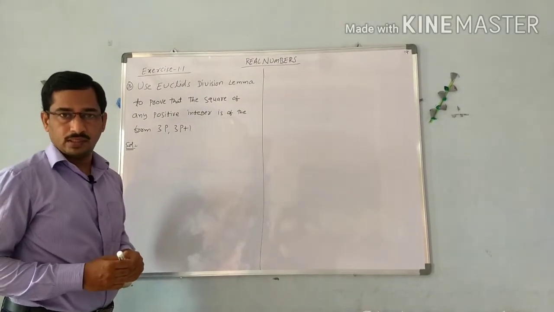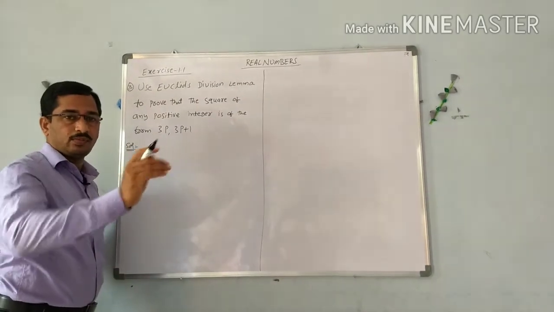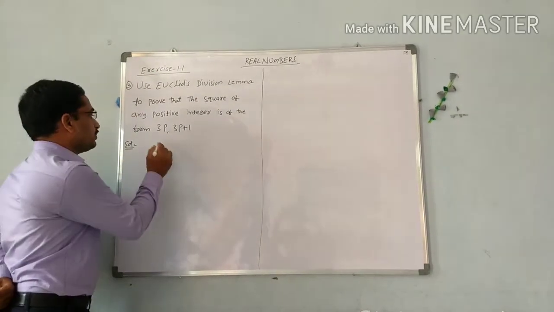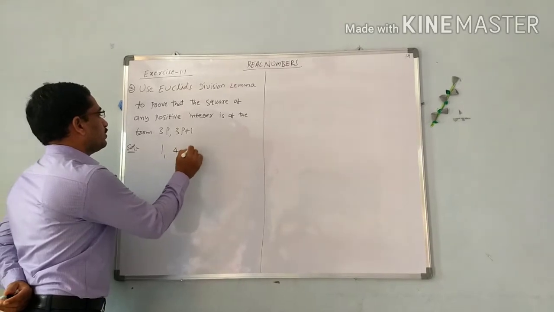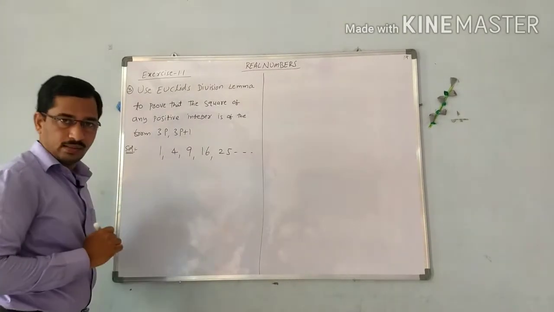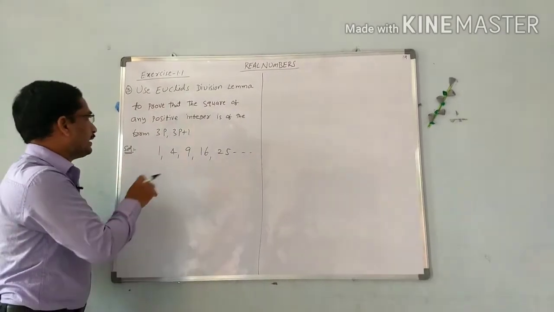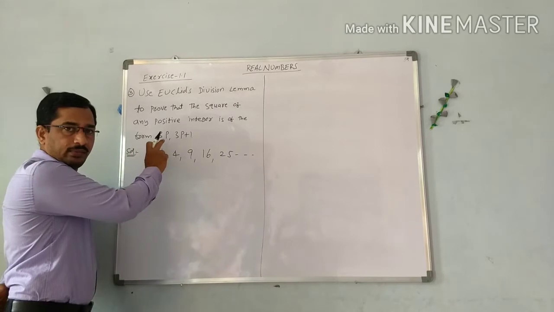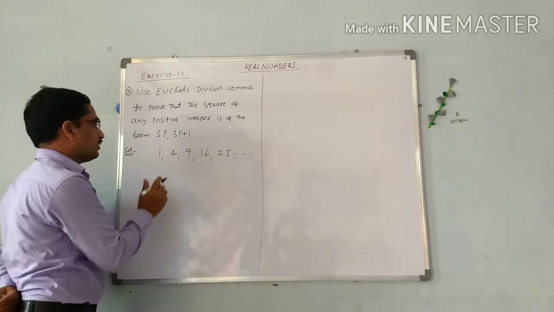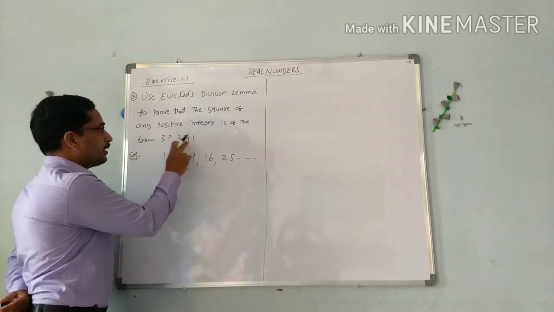3p plus 1. We know the squares of the positive numbers 1, 2, 3, 4 are 1, 4, 9, 16 and 25, the square numbers. Now these square numbers can be represented in either one of the forms, 3p or 3p plus 1. For example, I want to represent 1 in either 3p or 3p plus 1.